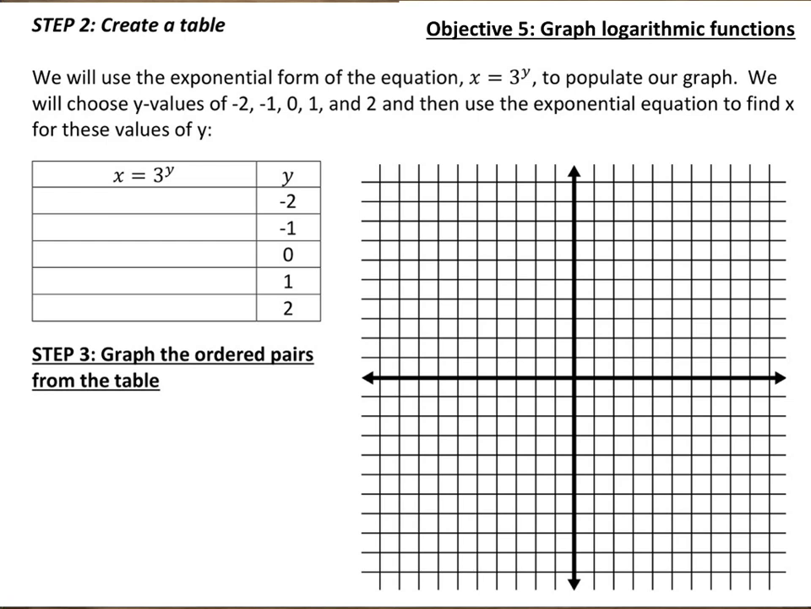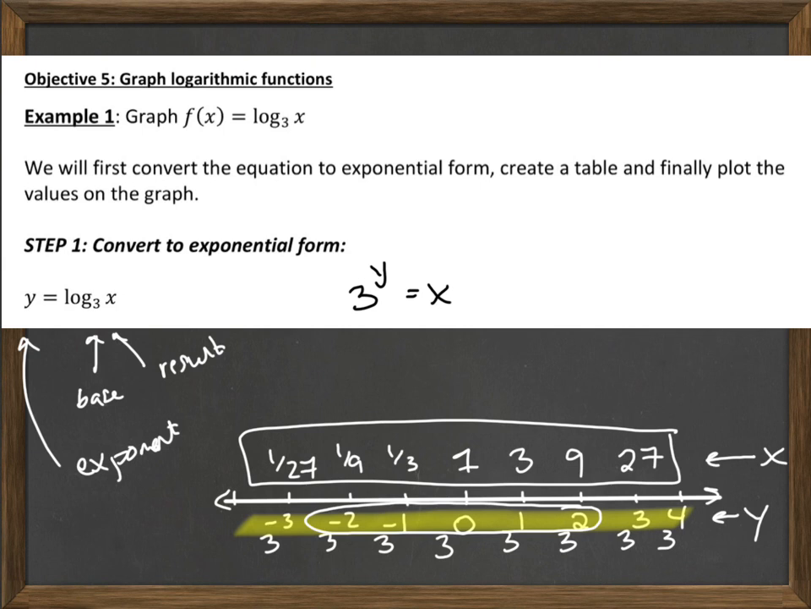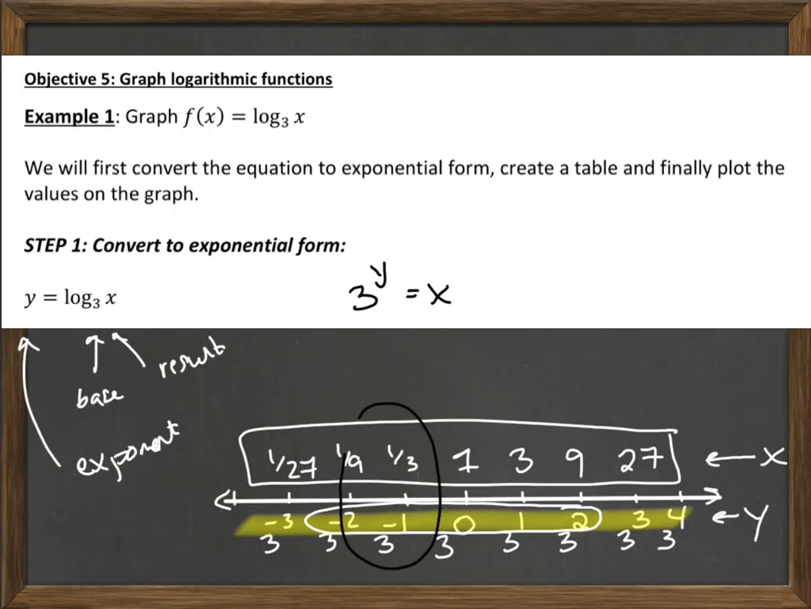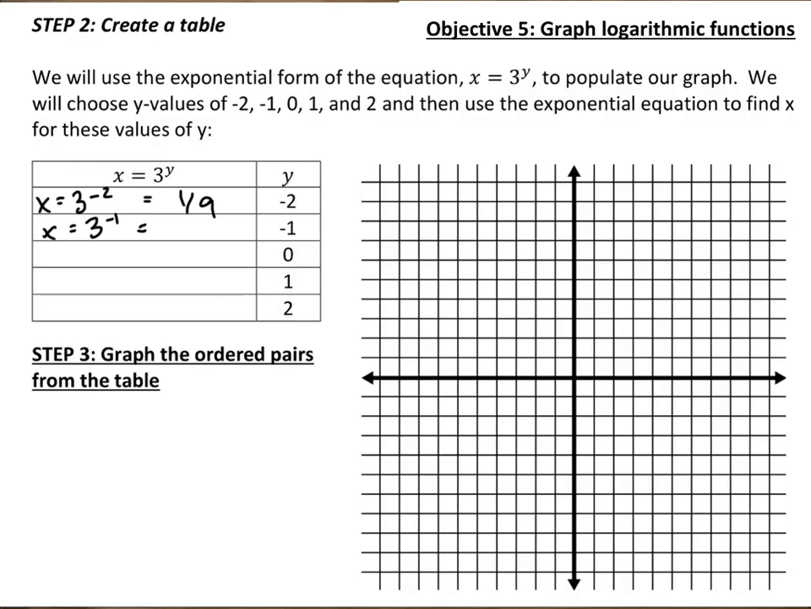So I'm going to start with y equals -2. So x is equal to 3 to the -2nd power. And if you're wondering what that is, it's right here. 3 to the -2nd power is 1/9. So this is going to be equal to 1/9. Then we have x equals 3 to the -1st power. Go back to our chart. 3 to the -1st power is right here. That's 1/3. And we can keep going with this pattern.